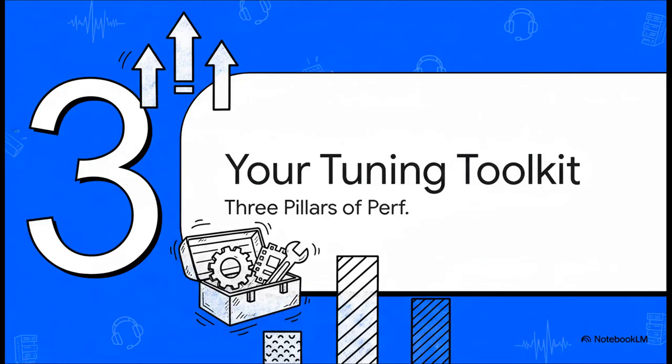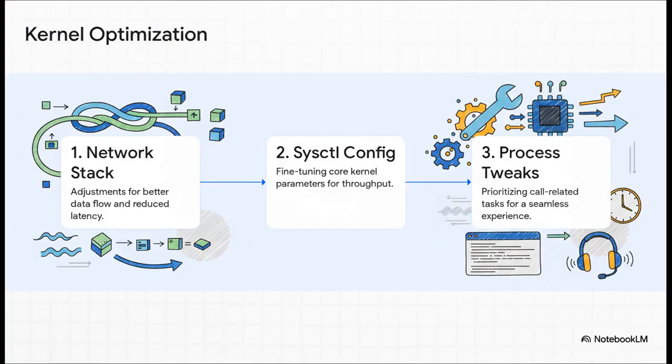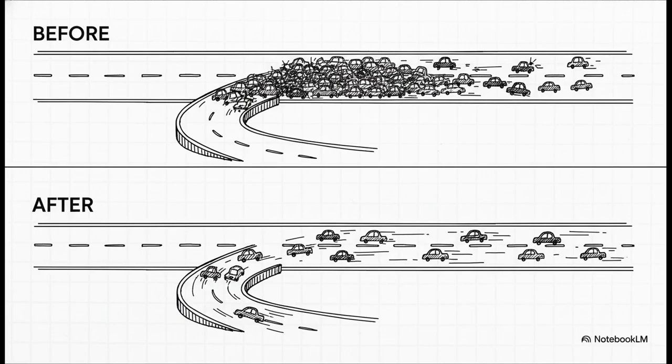Okay, so you're probably asking, how do we actually do this? Well, we're not going to leave you hanging. Let's open up the toolkit and look at the 3 main pillars for tuning this thing for performance. Here's the game plan, and we've broken it down into 3 key steps. First, we're going to tackle the network stack itself. Then, we'll get our hands dirty with a tool called Sysctl to fine-tune some really specific kernel settings. And finally, we'll look at process scheduling, which is all about making sure your live calls get the VIP treatment they deserve.